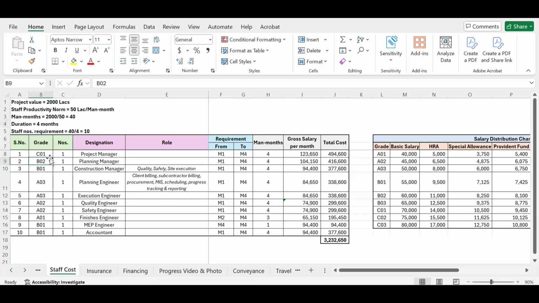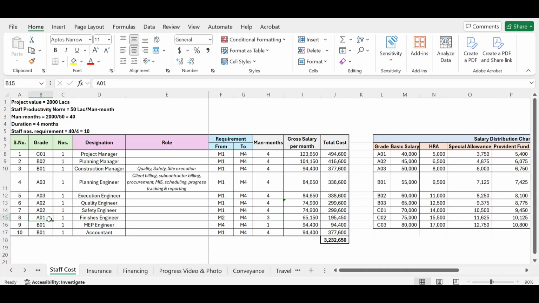You have to mention their grades. This will vary from company to company. They have different nomenclatures. In certain companies, they will have some alphabets, some numerals, and so on. So for me, A01 is the least in my company, whatever company I'm following. So A01, A02, A03. Then the second tier will start, which is B01, B02, B03. Then the third tier will start, which is C01, C02, and C03.